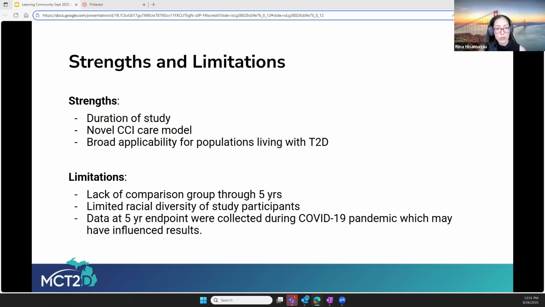Of course, there are also limitations to the study. The authors noted there was a lack of a comparison group through the 5 years, limitations in racial diversity of the participants, and the data at the 5-year endpoint was extracted during the COVID-19 pandemic. So that may have influenced the results.